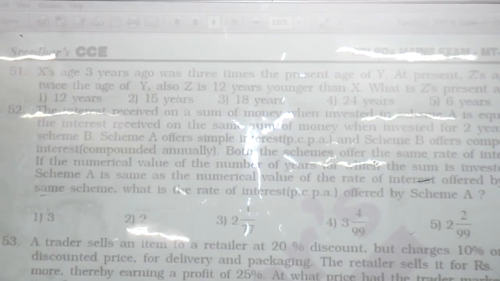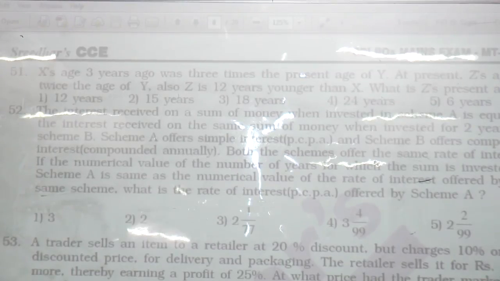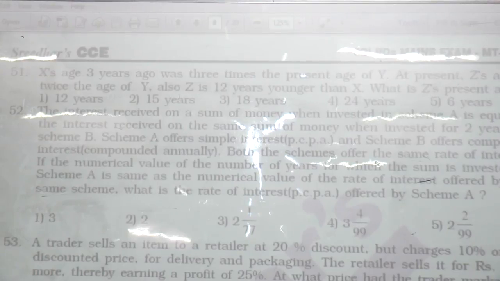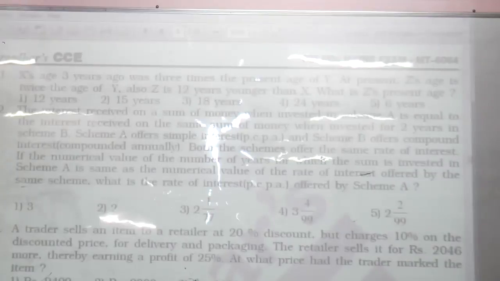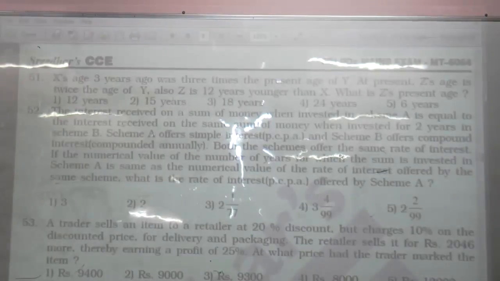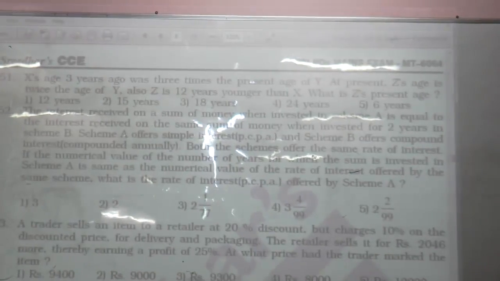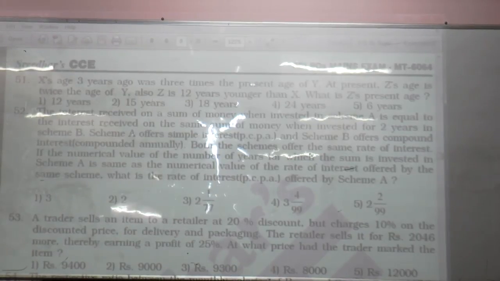Next, the interest received on a sum of money when invested in scheme A is equal to the interest received on the same sum of money when invested for 2 years in scheme B. Scheme A offers simple interest and scheme B offers compound interest. Both the schemes offer the same rate of interest. If the numerical value of number of years for which the sum is invested in scheme A is the same as the numerical value of the rate of interest offered by the same scheme, what is the rate of interest offered by scheme A?